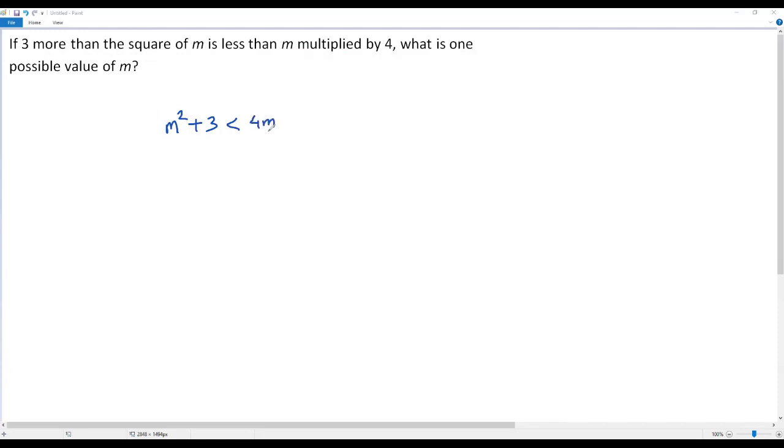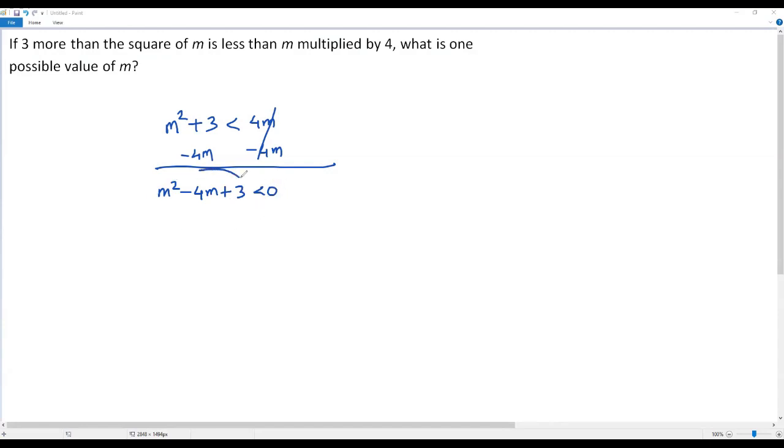Okay, now we have to solve for m in this inequality. For that, let me subtract 4m from both sides. So when I do so, this positive 4m, negative 4m will cancel. I'm getting m square negative 4m positive 3 less than 0. Here we have a quadratic inequality.